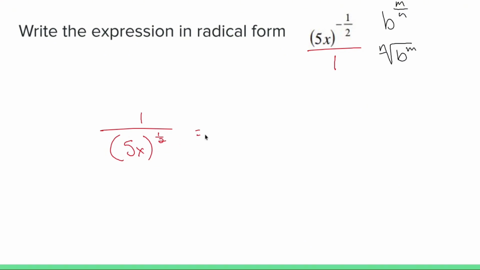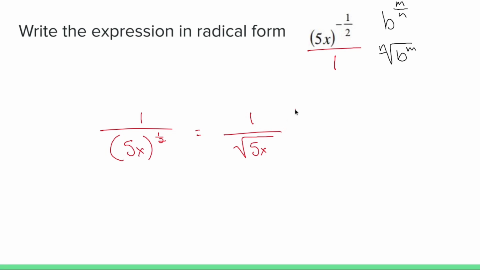Now, what I could do is I can write out that entire parentheses, because the 1/2 is attached to the parentheses. Over 2 means square root, so square root of 5x. Anything to the first power is useless because it does absolutely nothing. So to the 1/2 power just means square root. My 1 still lives on top.